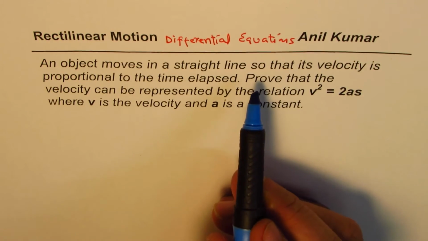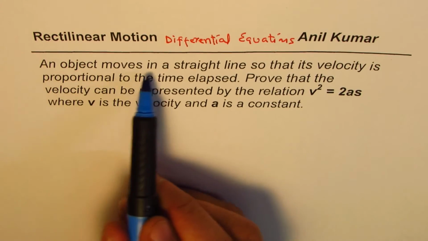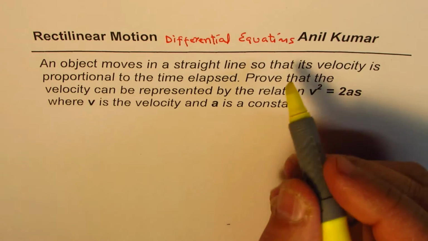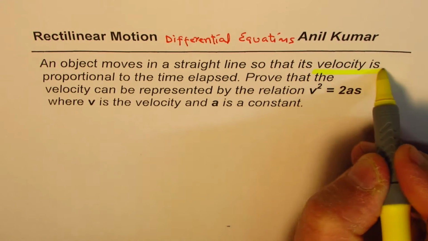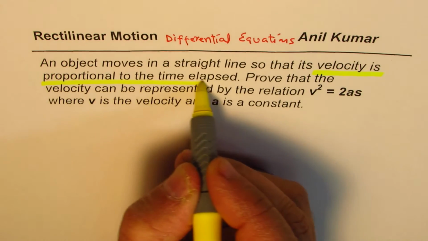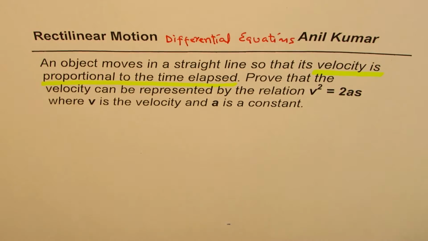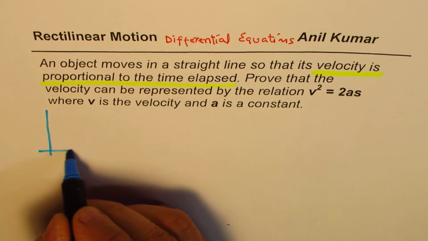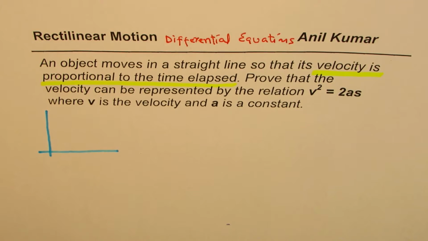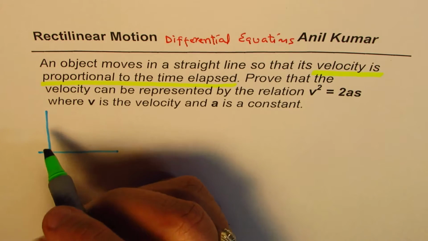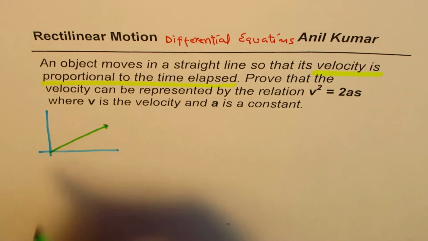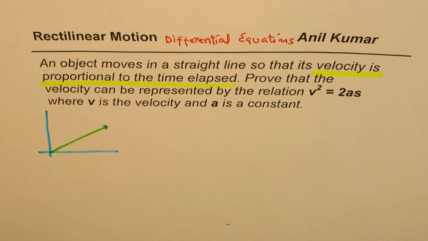Now let's go through the question once again. It says, an object moves in a straight line so that velocity is proportional to time elapsed. We say velocity is proportional to time elapsed. Now what does that mean? So we'll assume this to be directly proportional. So I'm just adding a word to it. When I say directly proportional, that means this is a straight line which goes through the origin, right? So that becomes directly proportional.